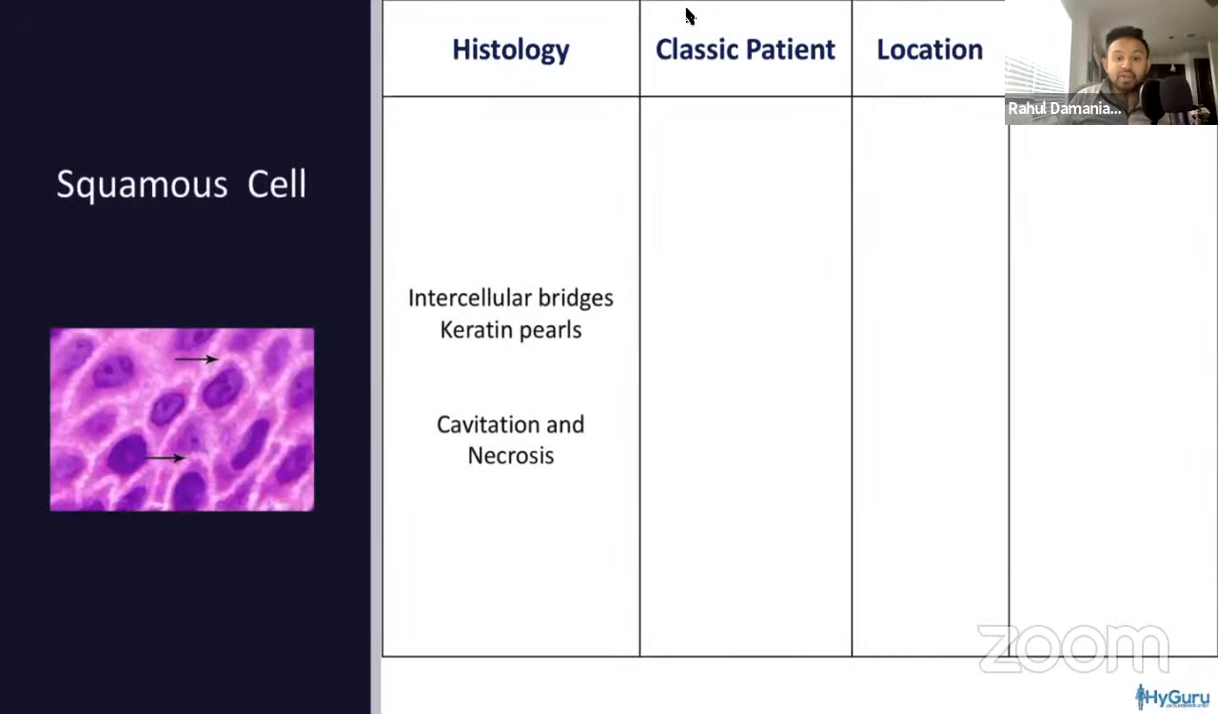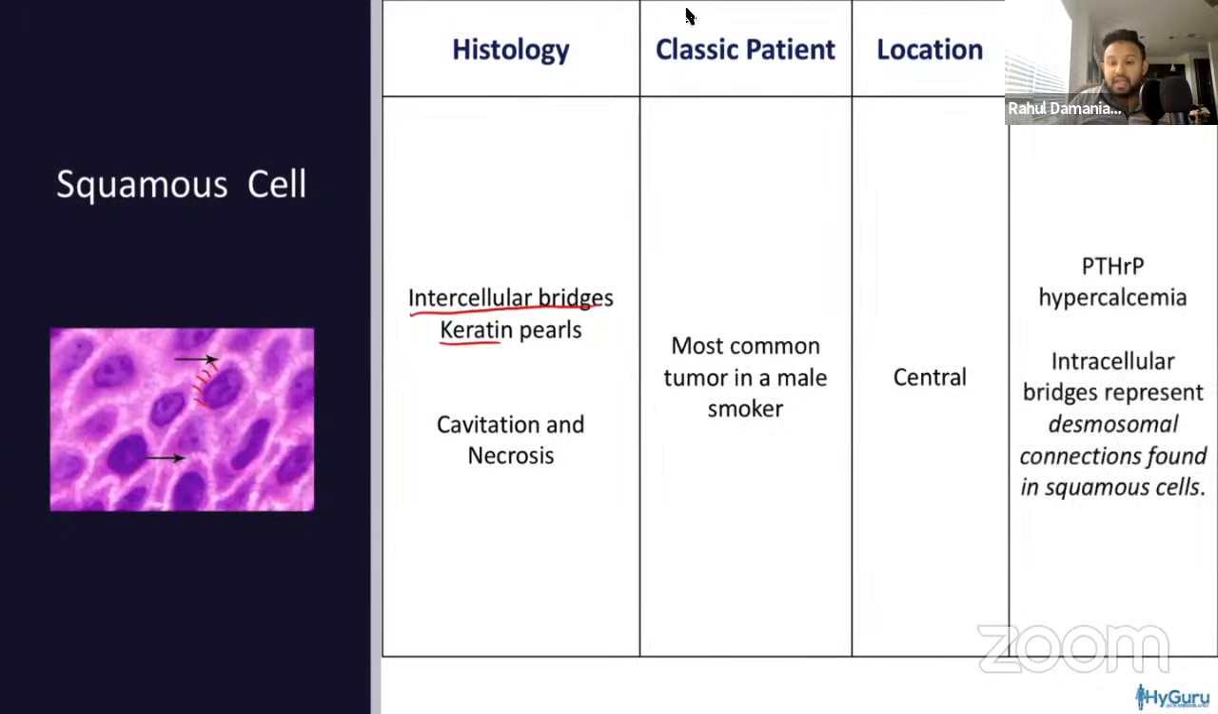Squamous cell lung cancer is going to have squamous etiologies, i.e. intercellular bridges, as well as keratin pearls. And this picture shows you the intercellular bridges between the cells. This is also seen in a smoker, centrally located, and you are going to think about PTHrP, which is parathyroid-related peptide. That causes hypercalcemia. And remember, your endogenous PTH levels are actually going to go down because you're so hypercalcemic.